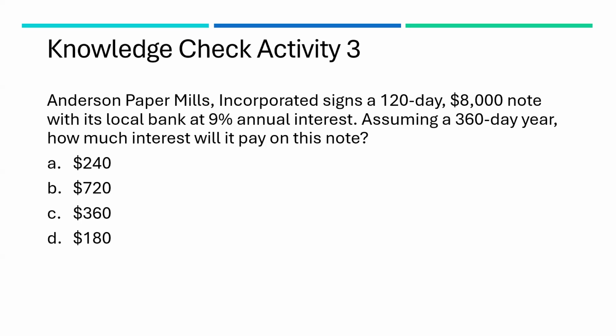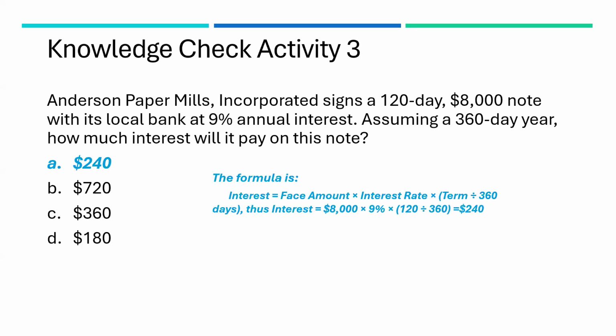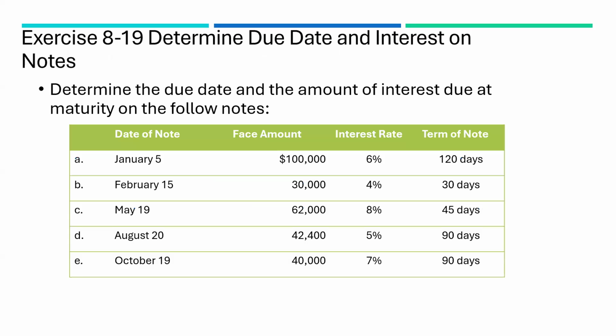So, after 120 days, right? We have to take our initial $8,000 times 9%, and that's the annual interest. Then we have to divide it out for the 120 days out of the 360-day year, and we get our $240 in interest.